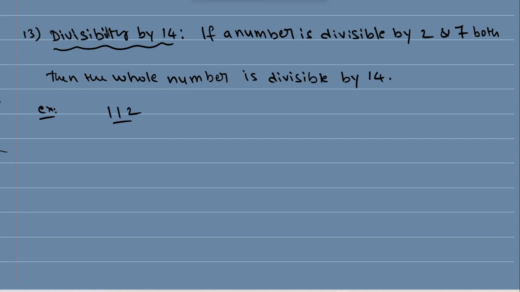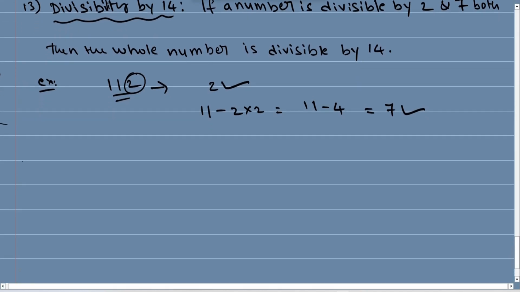Okay, let's take an example here. Let's take 112. Here we find a 2, an even number, in the unit digit, so the 2 divisibility is successful. So we have to check the 7 divisibility rule. The 7 rule uses the oscillator 2, right? So 11 minus 2 times the 2, that is 11 minus 4, that is 7. Okay, we have taken the same example as in the 7 divisibility rule, so no worries.